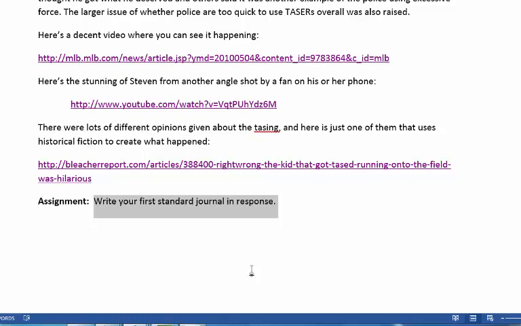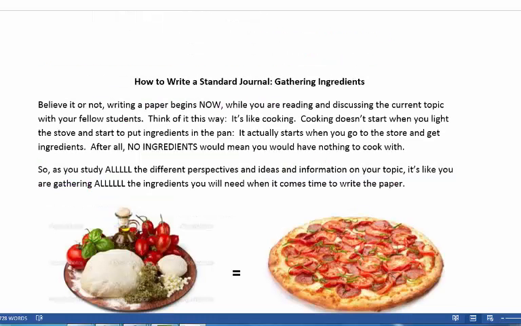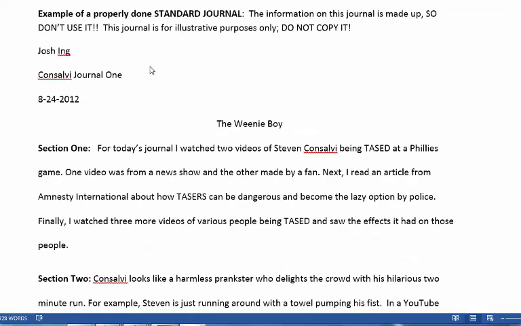And that's what I'm going to spend most of my time talking to you about, how to write these standard journals. It's a very specific format. You have to follow it very carefully, so stick with me. Once you have watched the videos and read the articles for that particular journal, your job is to write a standard journal. And so what I'm going to show you in these next few minutes is how to write a standard journal response. So a finished product of a standard journal would look like this.